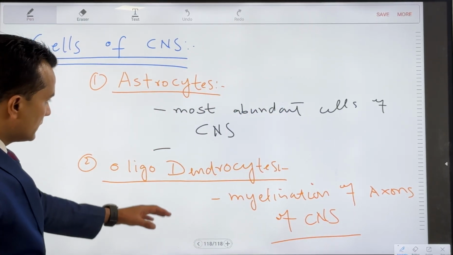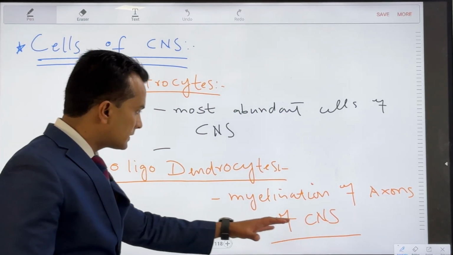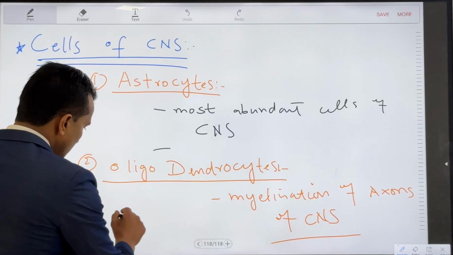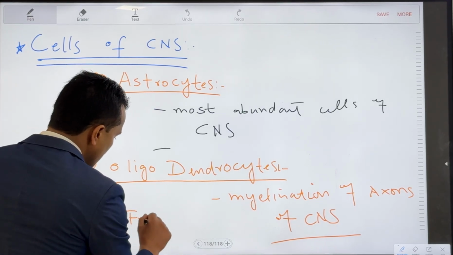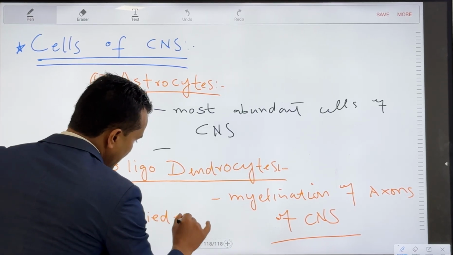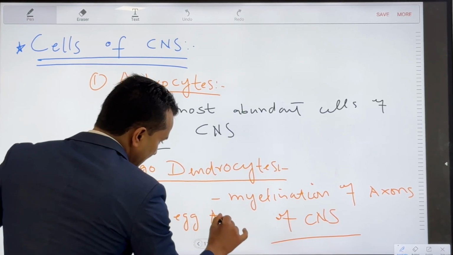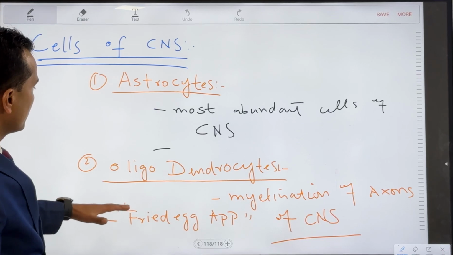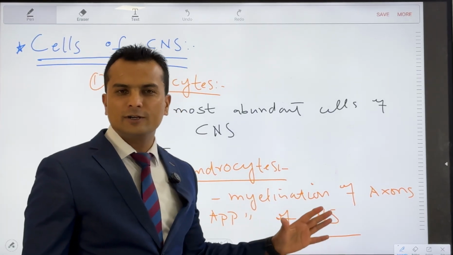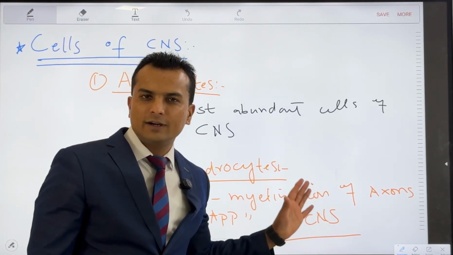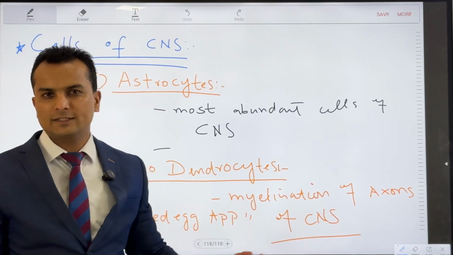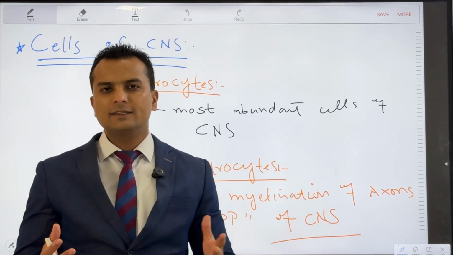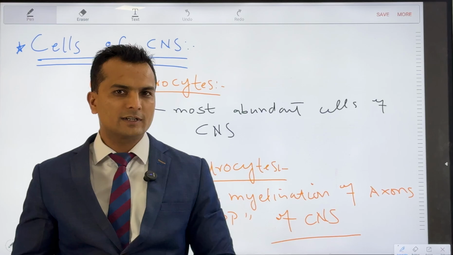If there is destruction of these cells, they give a fried egg appearance on histology. This is the appearance of the oligodendrocytes. And the important function of the oligodendrocytes is that they help in the myelination of the axons in the central nervous system.